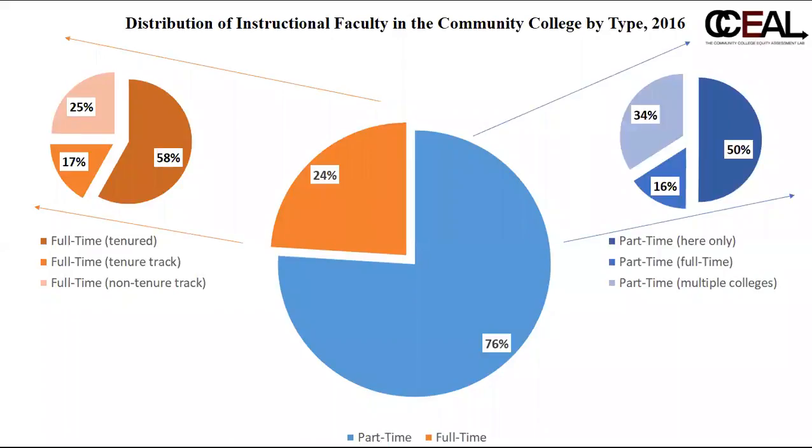Then let's look at the 76% who are part-timers, again, the lion's share of college faculty. And we see that part-timers who teach at one institution only, in just a couple classes, represent about half of the part-timers. Then we see the part-timers who have a full-time load, that's about 16%, and then about 34% of part-timers who are teaching at multiple institutions or multiple colleges, sometimes affectionately called freeway flyers because they spend so much time on the freeway.